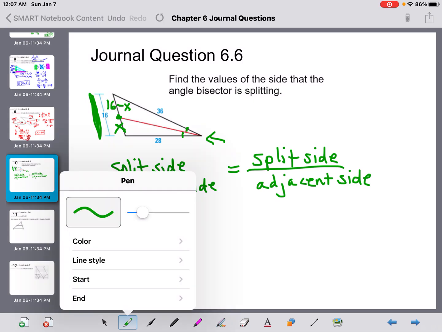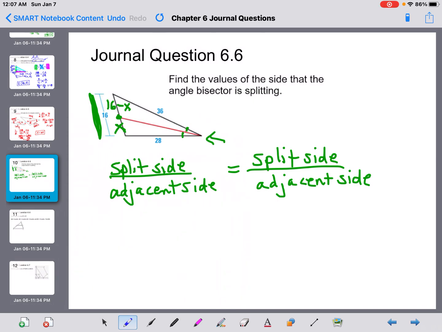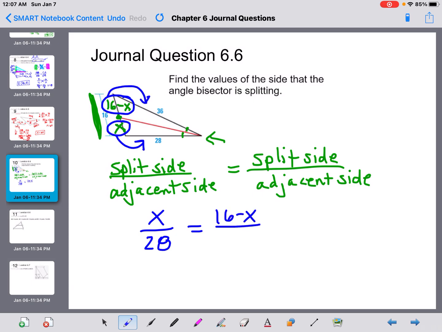All right, so now what I'm going to do is fill in my proportion. I'm going to choose one of my split sides. So one of my split sides is X. Its adjacent side is the side that touches it. Adjacent means touching. So I come over here to the side that touches it and I get 28. That's the left side of my proportion. On the other side, I'm going to go to the other split side, which is 16 minus X, and its adjacent side is going to be 36. Now my proportion is set up and I'm ready to solve for X.